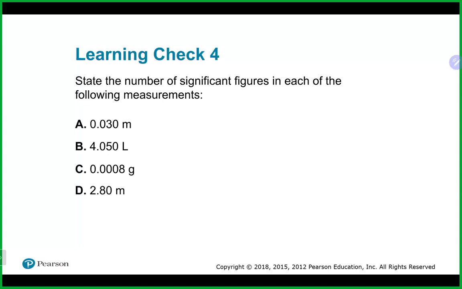So for each of these, how many significant figures does the first one have? 2, right? The next one has 4. The next one has 1, which is just this one, right? And the last one has 3. All of those are going to be significant. The decimal point, that one's going to be significant at the end. Any questions on that one?